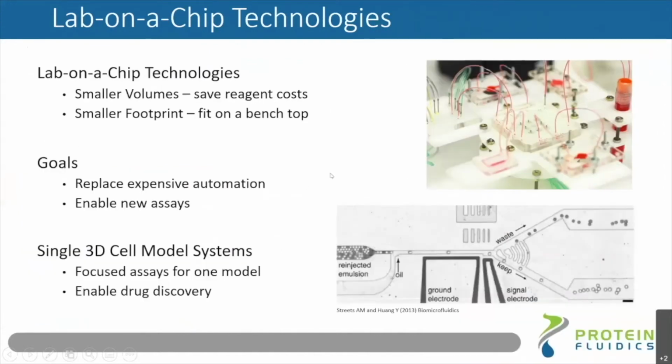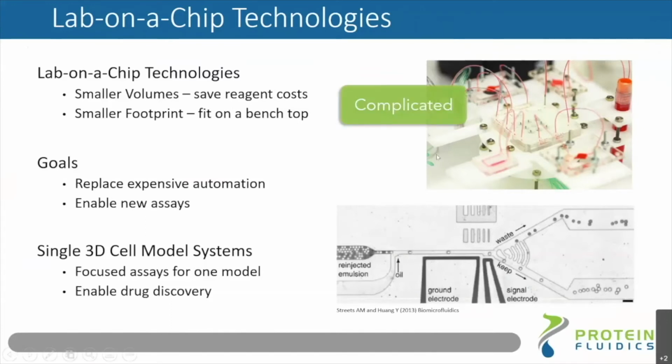Researchers have then turned to lab on the chip technologies and microfluidics, which we'll talk about our solution for here. But the promise of microfluidics of lower volumes, smaller footprints, a lot less expensive than the high throughput automation, those have been realized, and they've been used for single 3D cell model systems.